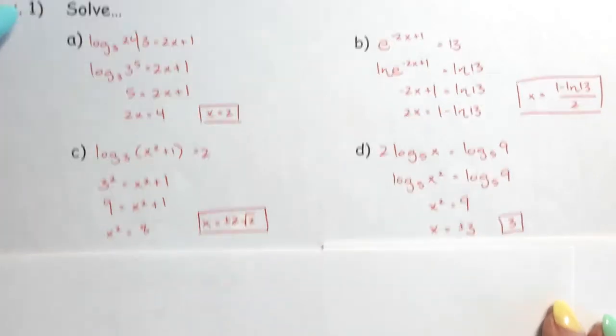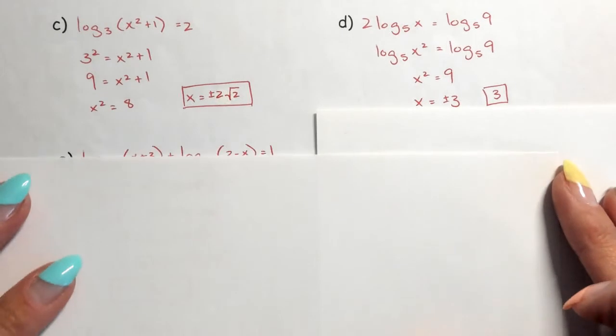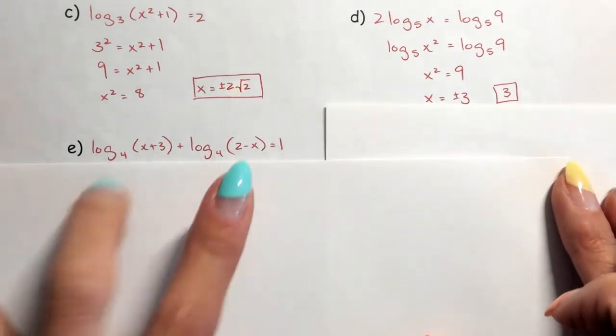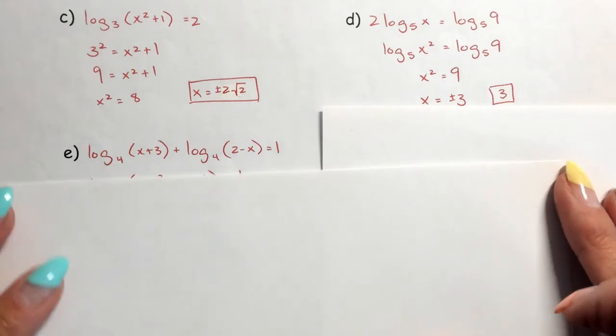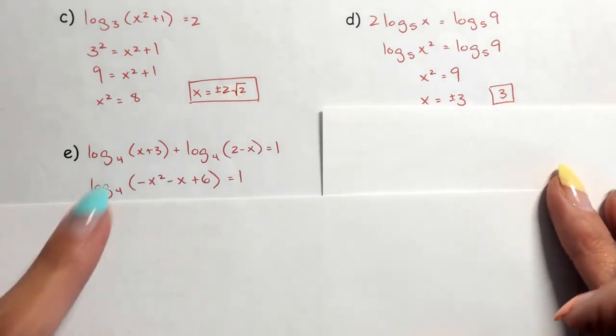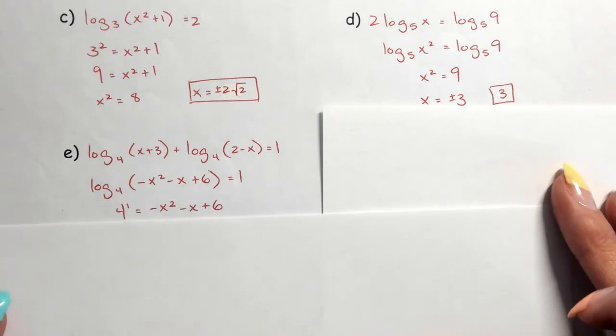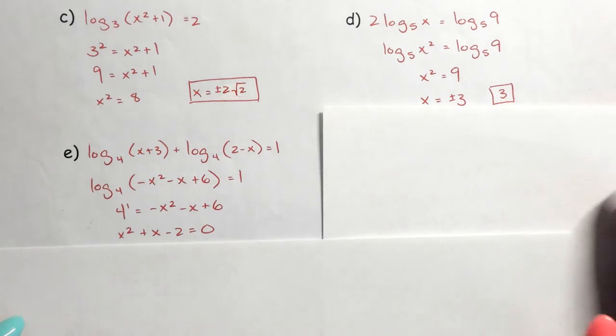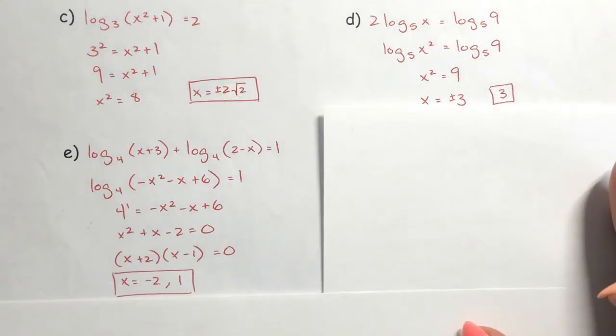So just kind of be careful about stuff like that. Okay, something like this. So what can you do right here? Well, maybe combine those logs, right? So go ahead and combine the logs, multiply them together. And then 4 to the power of 1 equals. And then keep going until everything equals 0. Factor. And you have 2 answers.